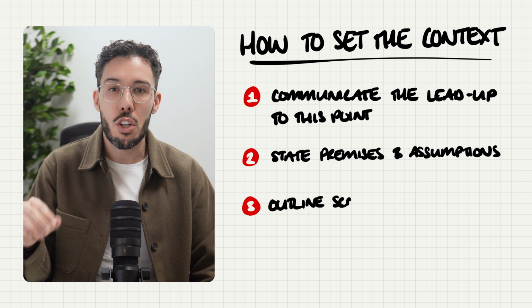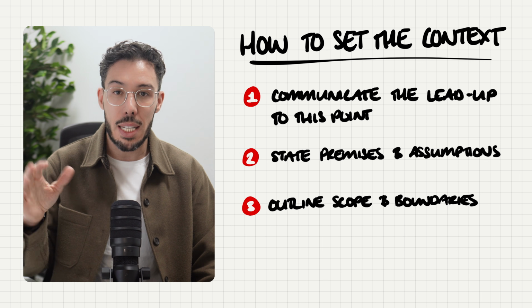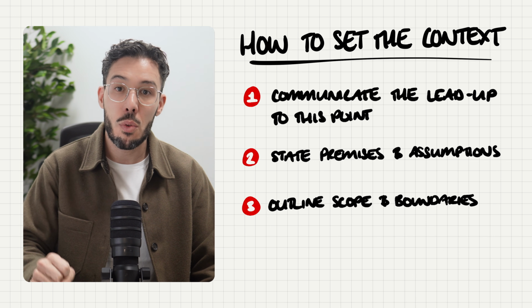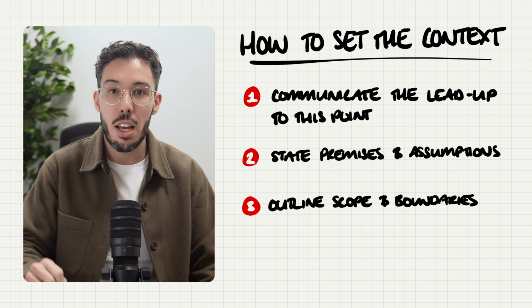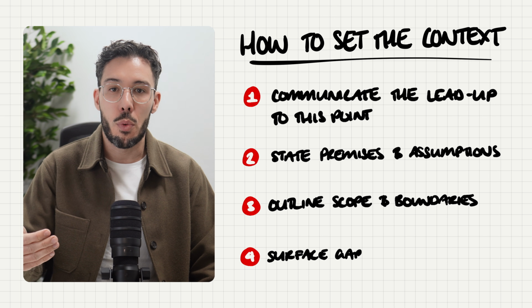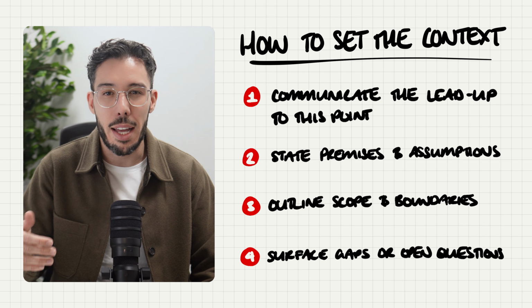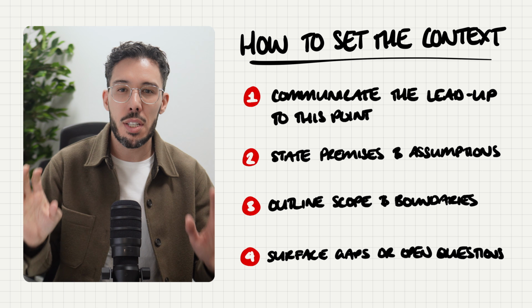Three, outline the scope and boundaries. Make it explicit what's in scope and what's out of scope for discussion, which helps prevent unproductive tangents. Four, surface any gaps or open questions. Bring some key questions to light so people are primed to address them. And if you successfully set the context at the beginning, then everybody understands what you'll be talking about, why you'll be talking about it, what's in discussion versus not, and what a good outcome looks like.